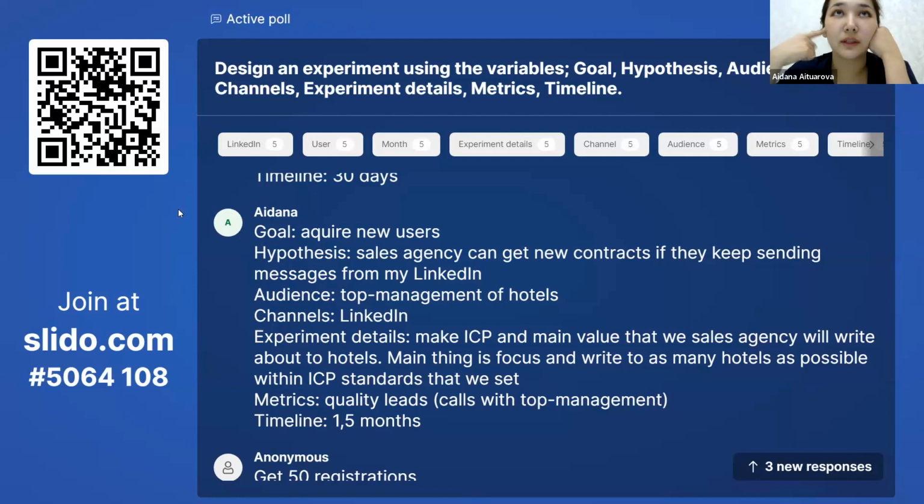Whether we will work with them further or not will depend on the number of qualitative calls that they gave us, but they also have a fee: if we sign with the hotel, they have an additional fee that they will get. So they are interested in signing with us as well.